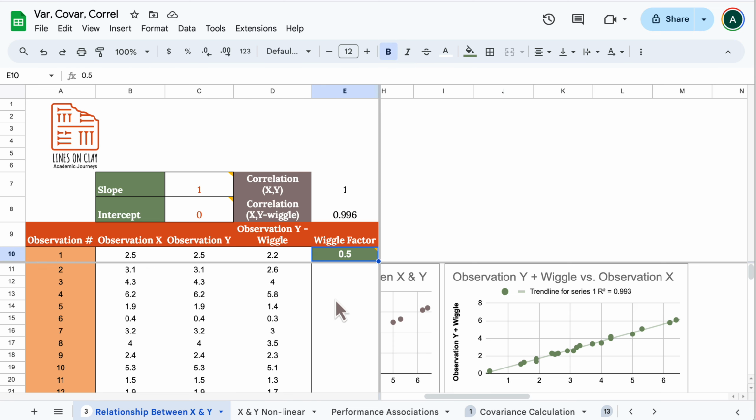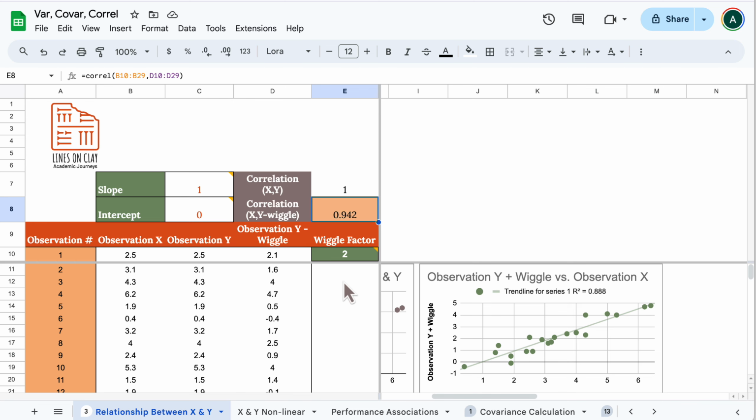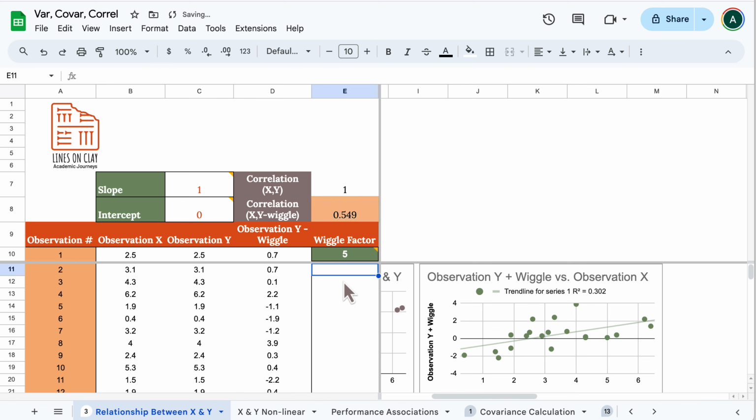Well, what happens if I up the wiggle factor? Let's take the wiggle factor up to 2. Now there's a little less good of a linear connection. And you see that R squared went to 0.888. The correlation here went down to 0.94. What if I make the wiggle factor 5? Well, the correlation is falling. It's now 0.549, and these dots are all over the place.